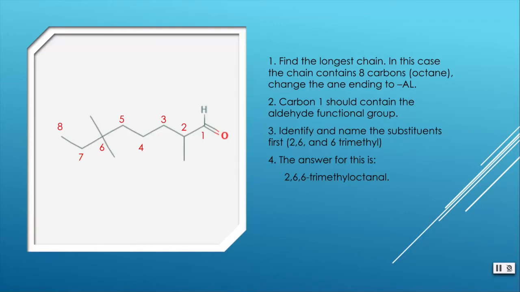1. Find the longest chain. In this case, the chain contains 8 carbons, or an octane. Change the -ane ending to -al. 2. Carbon 1 should contain the aldehyde functional group. 3. Identify and name the substituents first. In this case, it's 2,6,6-trimethyl. The answer is 2,6,6-trimethyloctanal.